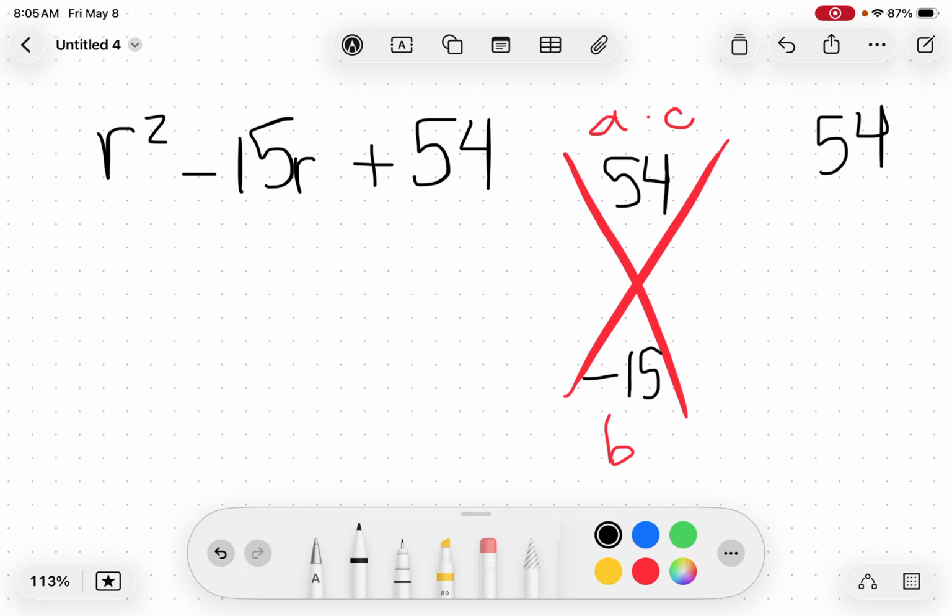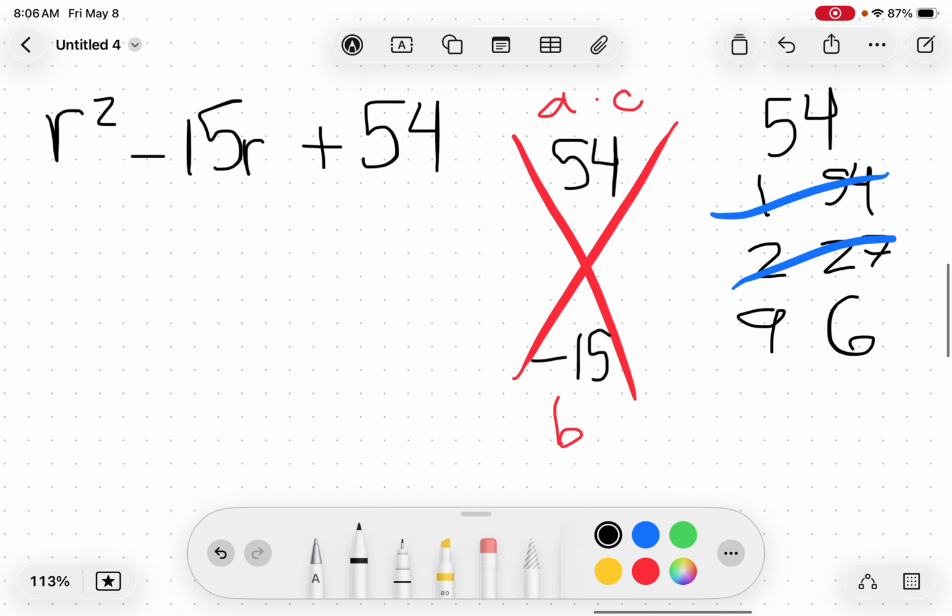Okay, so I'm going to start off by just thinking of the factors of 54. We got 54 is 1 and 54. We got 2 and 27. So far I can't see anything that adds to 15. This one doesn't, this one doesn't. Something else can go, 54 is 9. Oh, there we go, 9 and 6. Now, if I combine 9 and 6 just the way they are, that will give me positive 15.